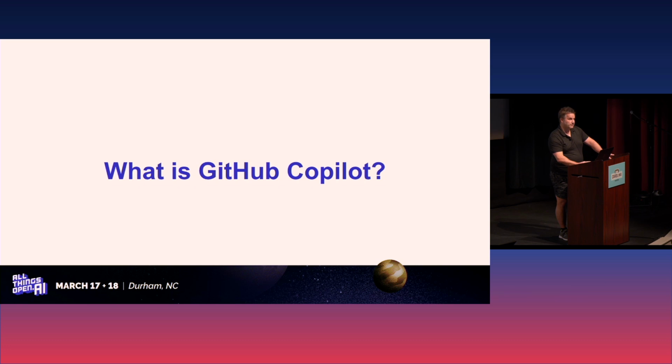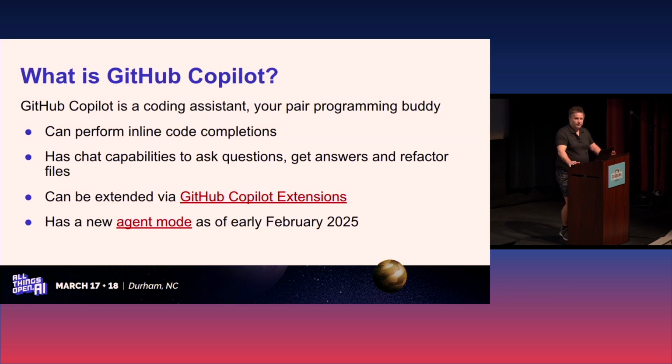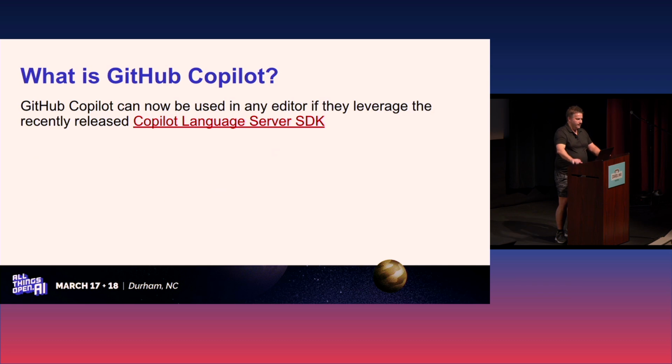And so let's go over what is Copilot. So probably most of you are familiar with what it is, but just to go over the generals, it's a coding assistant, it's your pair programming buddy. It can do inline code completions. It has chat capabilities, so you can ask questions, get answers, refactor files, etc. And it can be extended via Copilot extensions, which we'll get into shortly. In February, it got a new agent mode, so basically you could refactor things, and then it was able to iterate on its own results. So that's fairly new, or as Thor would say, that's pretty fresh. And sorry, Thor Ragnarok is amazing.